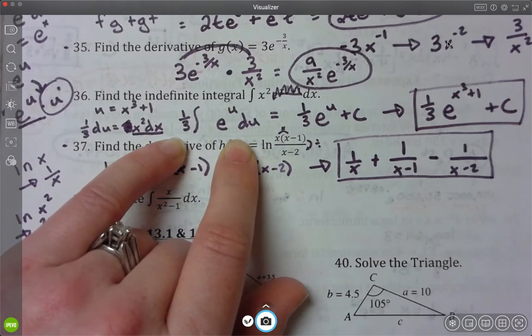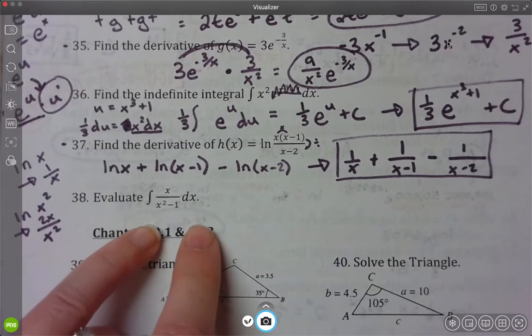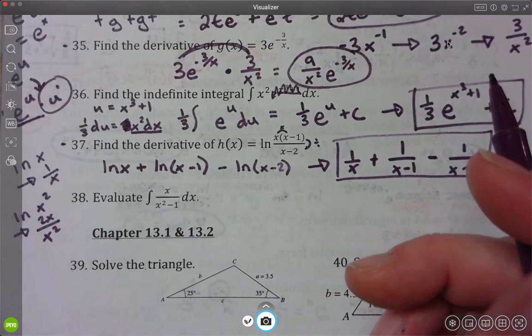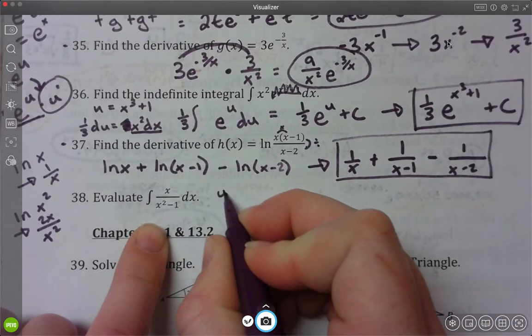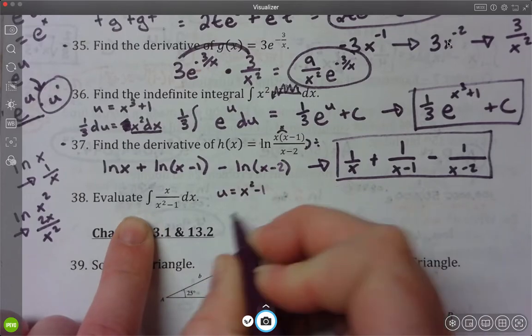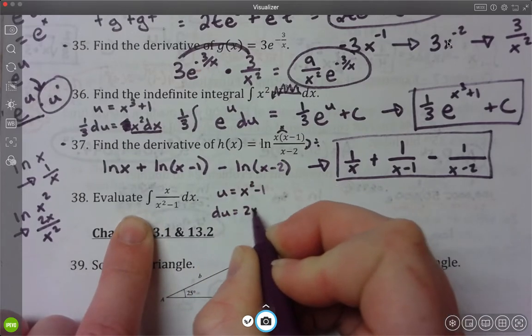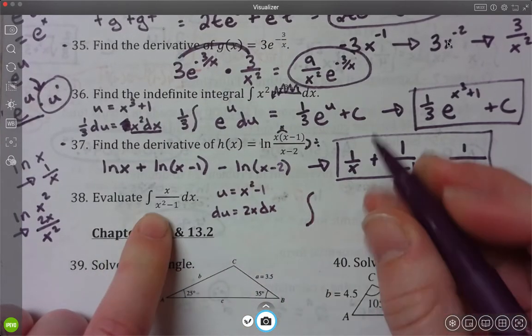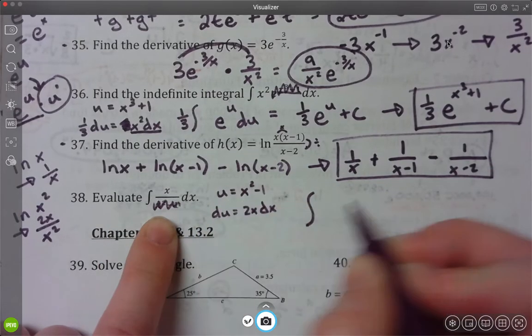All right, same thing for this one. Let's go ahead and we need to have a u and a du. So I'm going to say u is going to be the bottom part, x squared minus 1. Du is going to be 2x dx, okay, the derivative of x squared. All right, now I'm going to start plugging things in. So my integral, x squared minus 1 is u, so I'm going to put that on the bottom there.